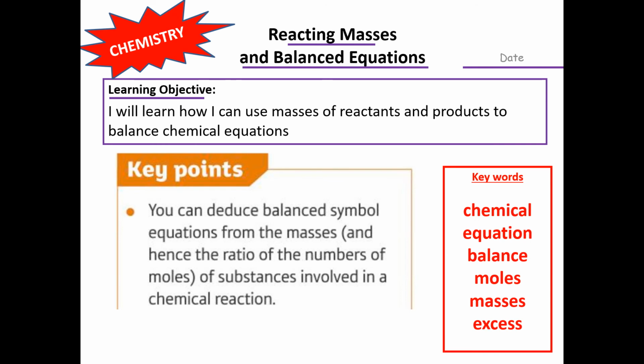Okay, so today then we've been learning how we can use the masses of reactants and products to balance chemical equations, and we found out that we can deduce the balanced symbol equations from the masses of substances involved in a chemical reaction. And we do that by calculating the ratio of the numbers of moles, and that ultimately will give us our balanced chemical equation.